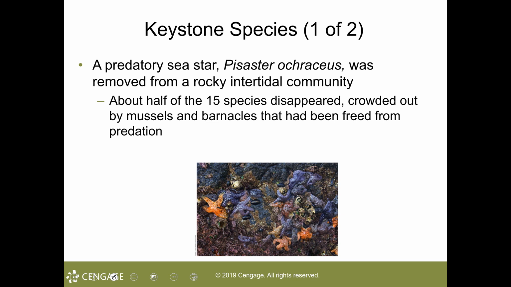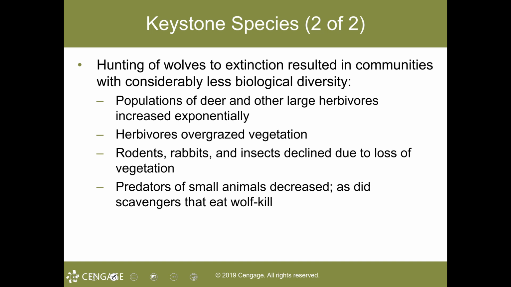One example is a predatory sea star species, Pisaster ochraceus. When it was removed from a rocky intertidal community, about half of those 15 species disappeared from the community because they were crowded out by mussels and barnacles that had once been kept at bay. So they were free from predation. Keystone species have a major importance. Even the hunting of wolves to extinction will result in communities with considerably less biological diversity. So we must have our keystone species. So of course it's amazingly good to have wolves.